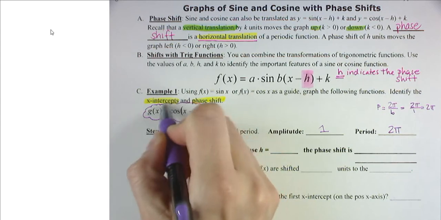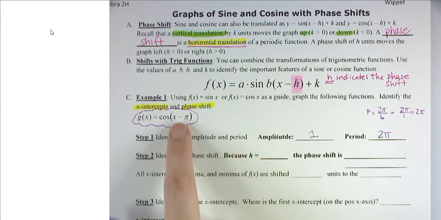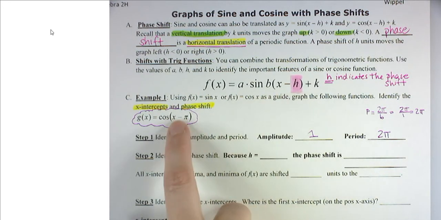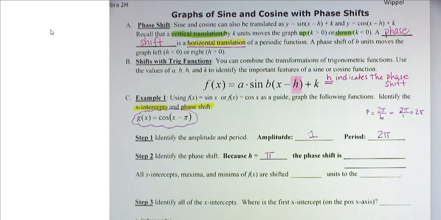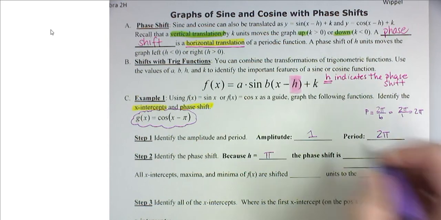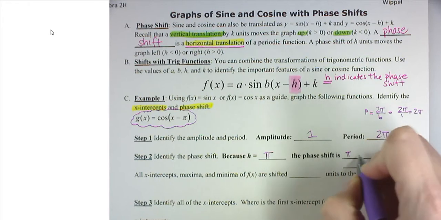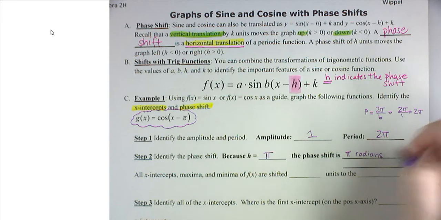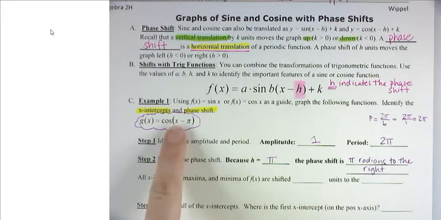All right, now we're going to identify the phase shift. In this case, your h is going to be the pi. Again, remember, it's the minus the value, so we have minus the value. Because our h value is pi, we know that the phase shift is going to be pi radians to the right. Okay, and that's because the pi value is positive. So it is just the opposite of what you see here, just like what we studied earlier in the year with our horizontal shifts.